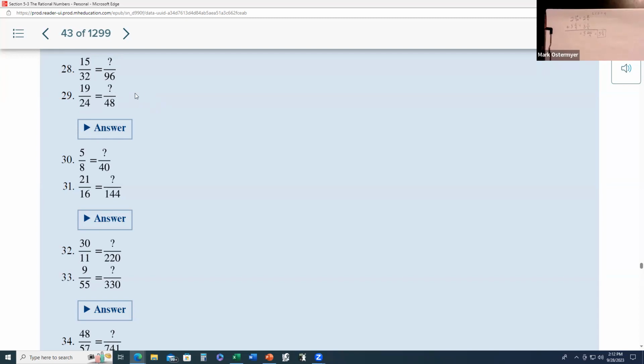Go ahead and do this. We'll call this classwork number 2. Number 29, 19/24 becomes what over 48? Go ahead and do that quickly. Classwork 2. We'll open up a running tab on classwork 2, number 29. What is it? 19/24 is equal to what over 48?